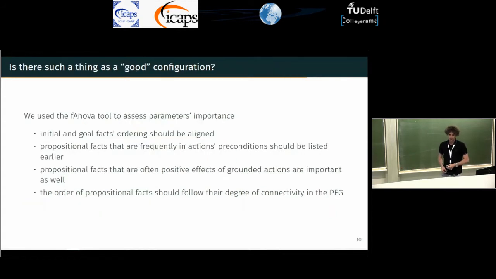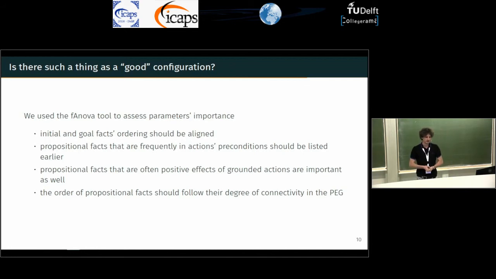And of course, then we've done all this configuration. We have configured all these planners on these different domains. What is the take-home message? Is there something like a good configuration that we can use for encoding the future models? The first thing, so we used the FNOVA tool to assess the importance of the parameters that we identified. The first important thing is that the initial and goal facts ordering should be aligned, so you use the same scheme for ordering initial and goal facts. Propositional facts which are frequently in action preconditions should be listed earlier. This seems to have a positive effect on the performance of planners.